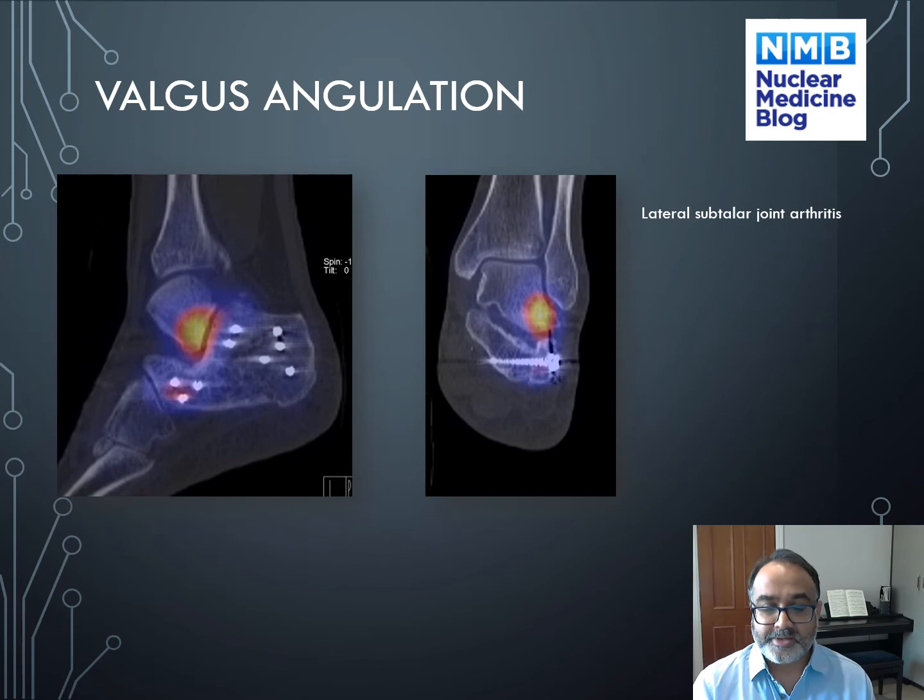So you can imagine as the patient is walking and weight bearing, there is chronic movement and stress on the lateral side. And it doesn't matter that we haven't imaged the patient in a weight bearing position. The fact that we can see the uptake on the lateral side shows that there is chronic stress on that side, which indicates that the patient likely has valgus angulation.